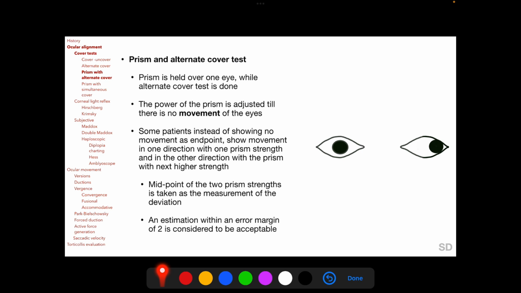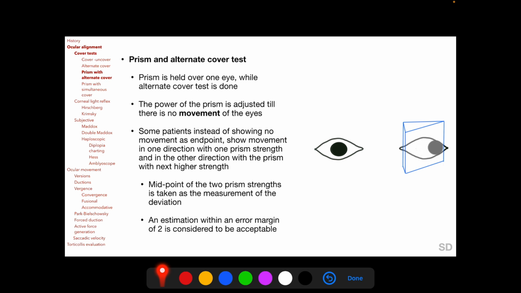So when we perform the prism and alternate cover test on the same patient with left eye exotropia, we position the prism in front of one of the eyes. In this diagram, it has been shown that the prism has been positioned over the deviated left eye. What is important to note is that the apex of the prism is towards the deviation. So in case of exotropia, the prism is positioned over the left eye with the apex pointing towards the left. And in this patient, if the prism had been positioned over the right eye, the apex of the prism would have been directed towards the right.